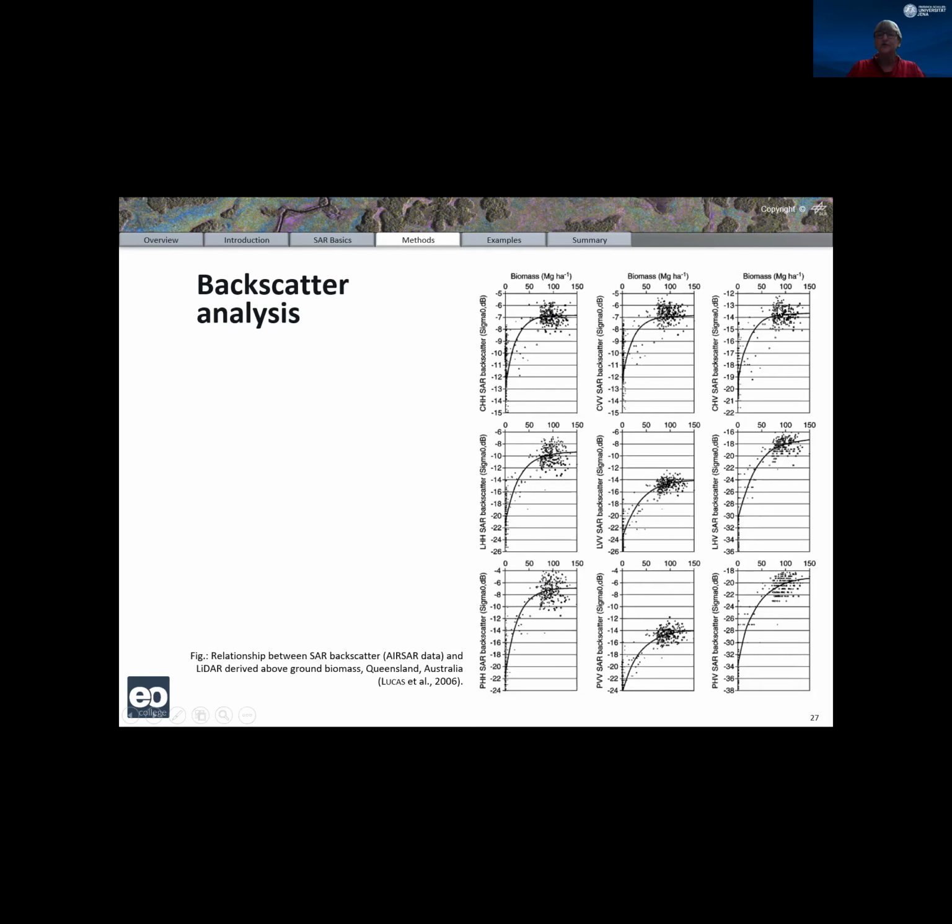And here with HV, because of volumetric scattering, you get nicer returns. But the message of these 9 little diagrams is that with the P-band HV, this looks like an optimal wavelength and polarization to get almost linear, not really, but more linear regression, more sensitivity to the above ground biomass.